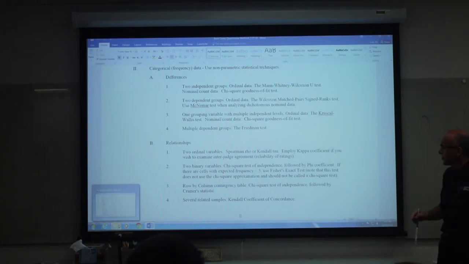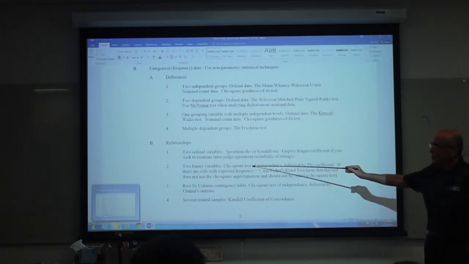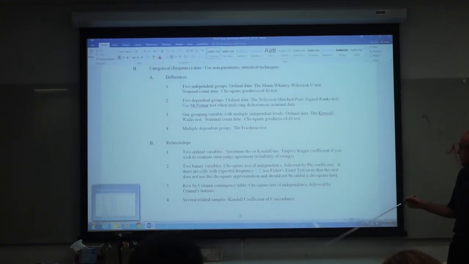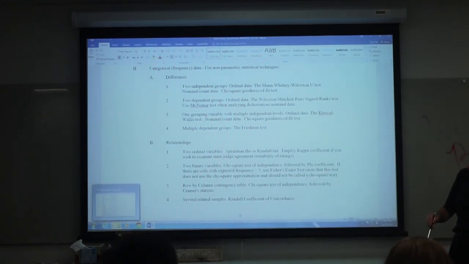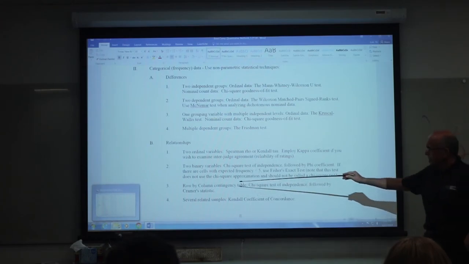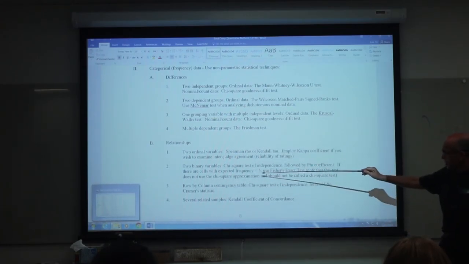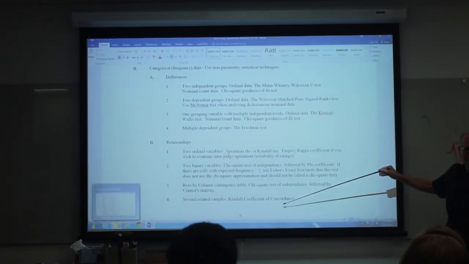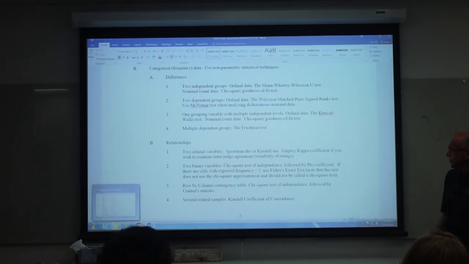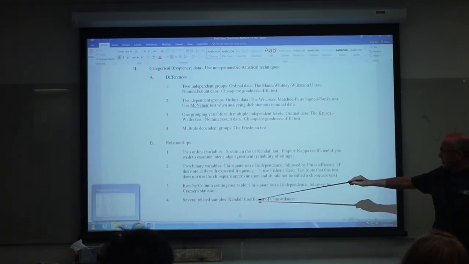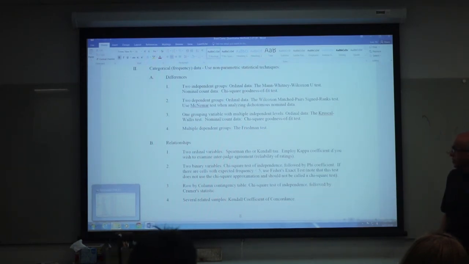Two binary variables, like 2 by 2, is a chi-square test of independence. And then if you reject the null, you have to get the phi coefficient to describe the magnitude of the relationship. If you have cells with expected frequency less than 5, there is a technique called Fisher's exact test. Actually, SPSS automatically gives it to you for 2 by 2 tables. Row by column, anything other than 2 by 2, again, you still do the chi-square test of independence. If you reject the null, you are saying that there is a relationship. Then the magnitude of the relationship is described by Cramer's statistic. Finally, if you have several related samples, there is a technique called Kendall coefficient of concordance.